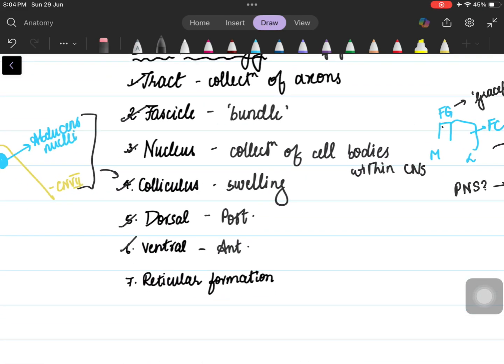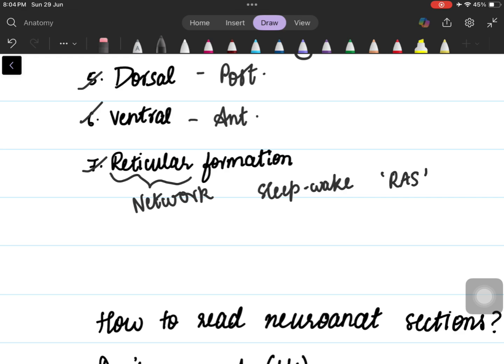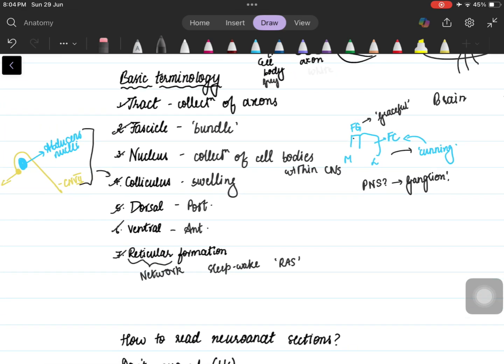Reticular formation. Reticular usually refers to a network. So the reticular formation is nothing but a network of neurons which regulates your autonomic functions and sleep-wake cycles. That's where we get our term RAS also, reticular activating system. Okay, so these are some basic terminology that I could think of.